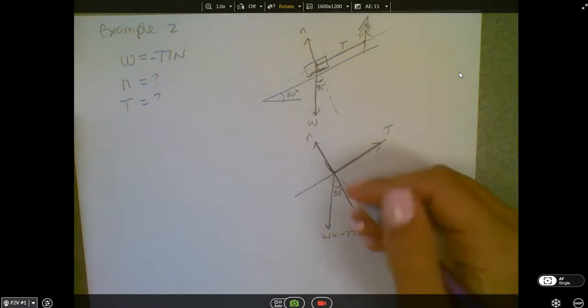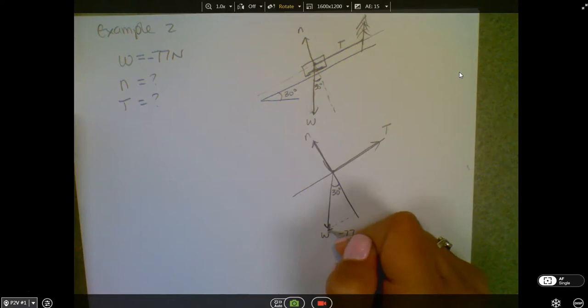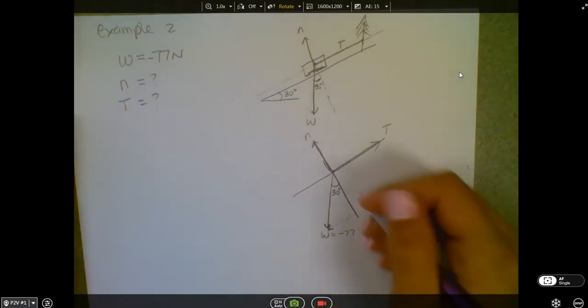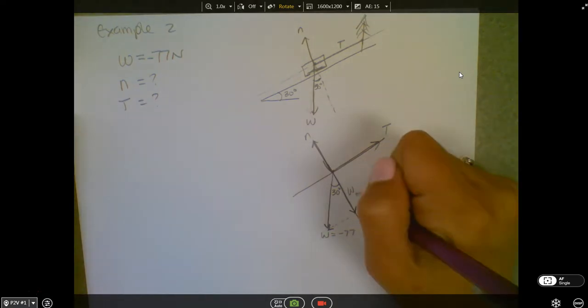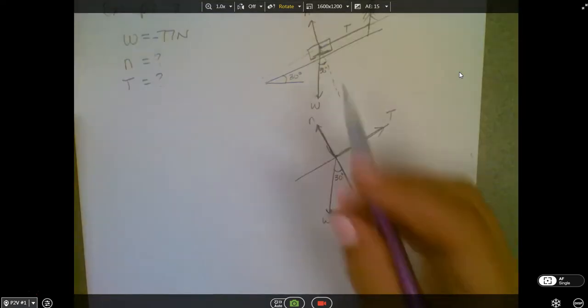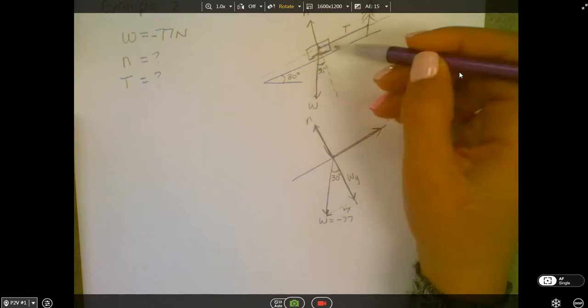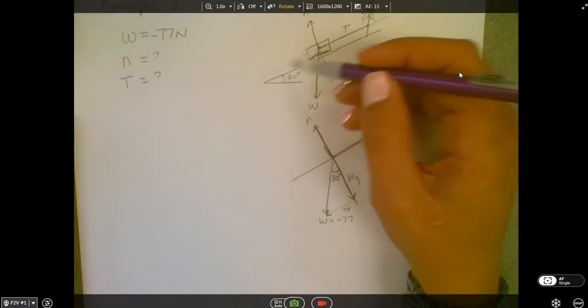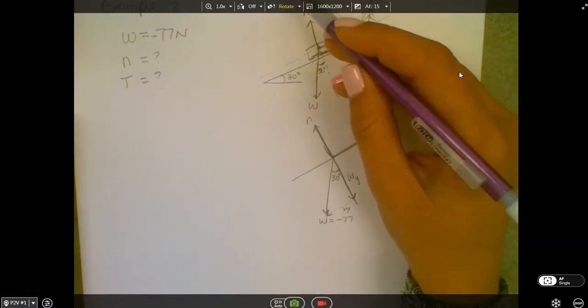So what you want to do is look at the weight as a vector that has these components. It has this component down the hill, and it also has this component toward the hill. So this is the weight in the y direction, this is the weight in the x direction. So while this sled is here, gravity is not only pulling it down the hill to make it go fast down here, but it's also doing a little bit of work in pulling it toward the hill so that it doesn't go flying off the hill.